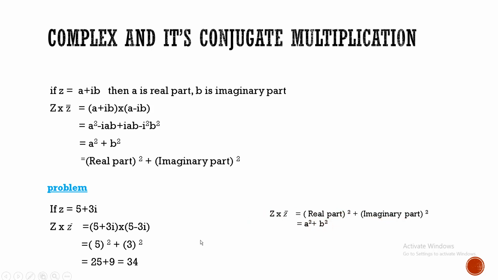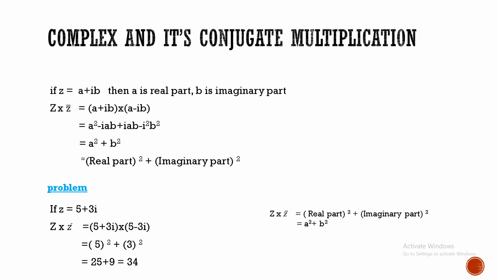So the final answer is 25 plus 9 is equal to 34. So now you know how to multiply a complex number with its conjugate. To multiply a complex number with its conjugate, there is nothing to do, just square the real part, square the imaginary part, and add both.